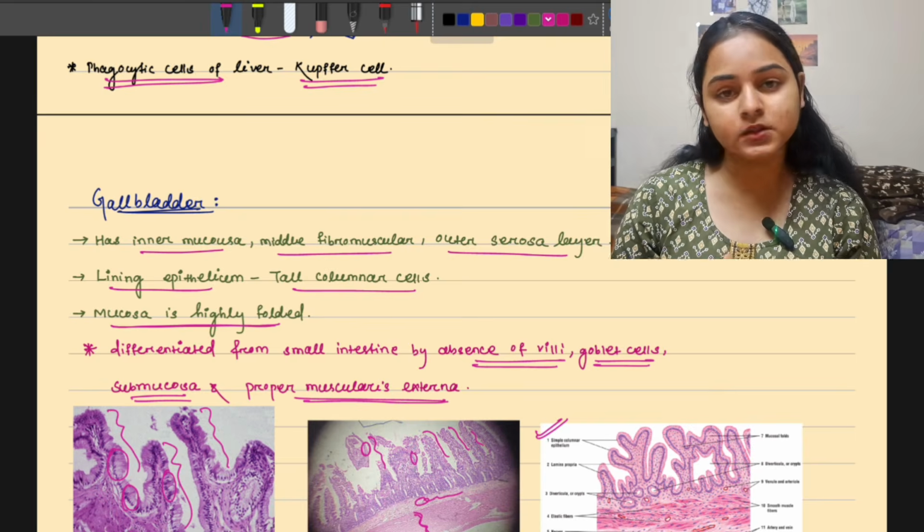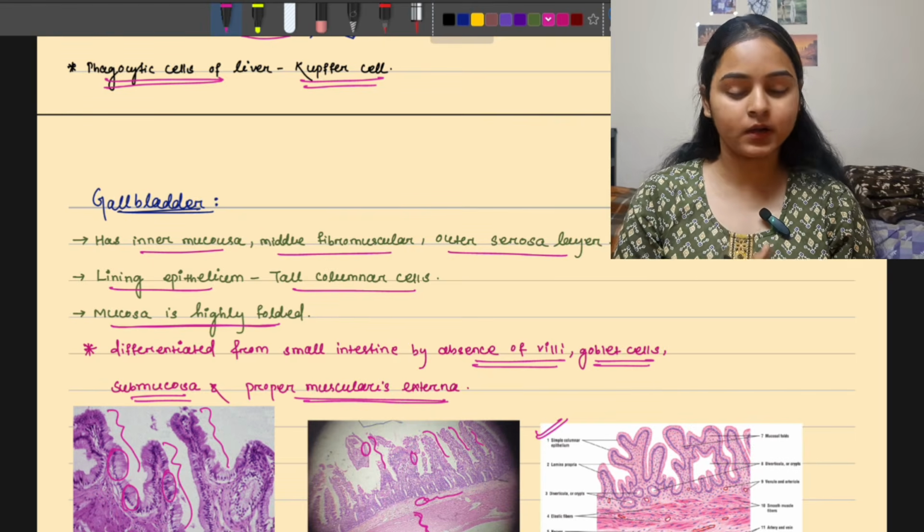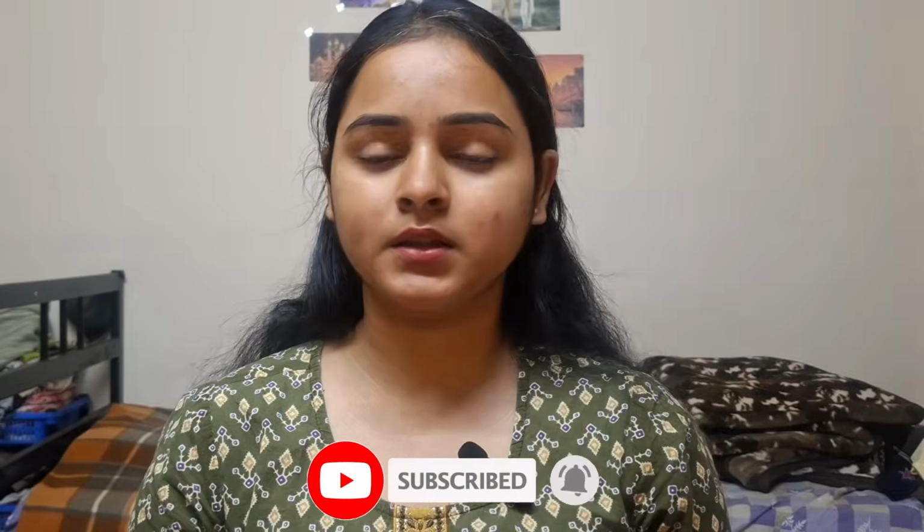So this is pretty much about the hepatobiliary system. I have discussed the slide of liver and the slide of gallbladder also. So I have discussed the important slides of the respiratory system and hepatobiliary system in this session.